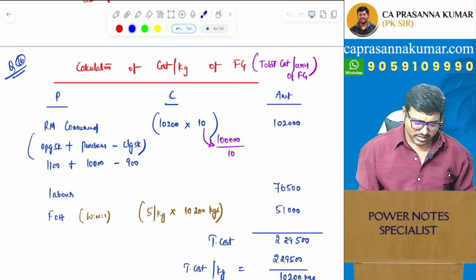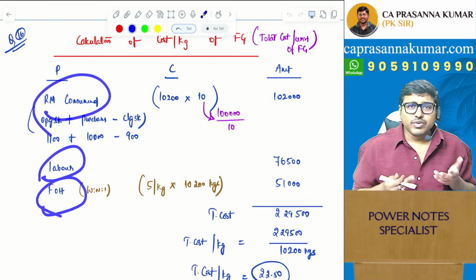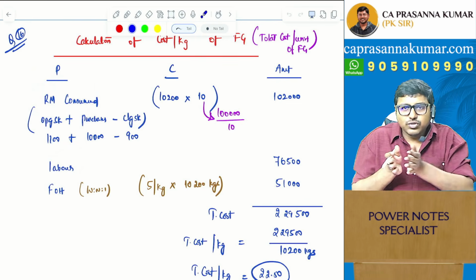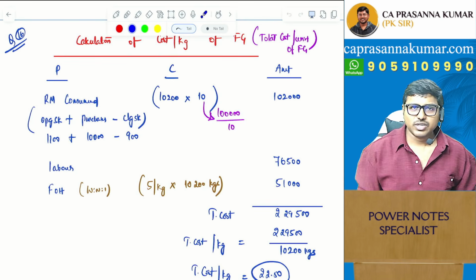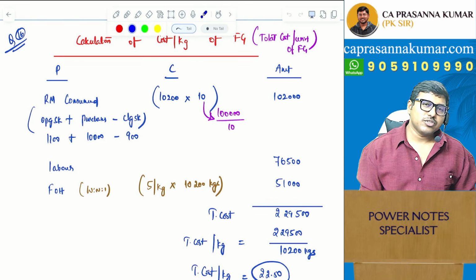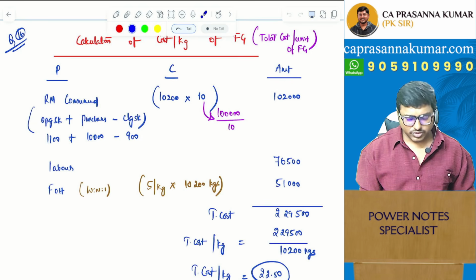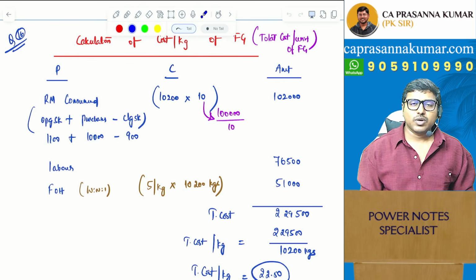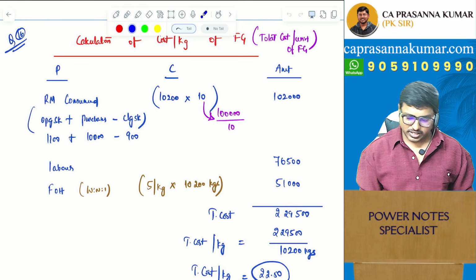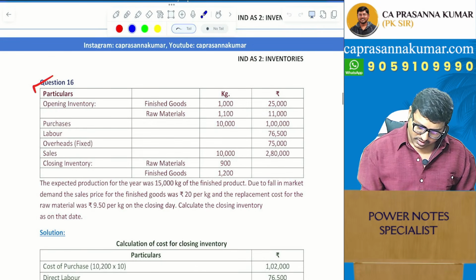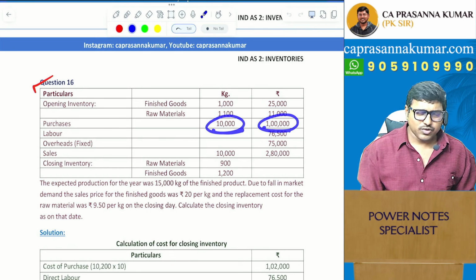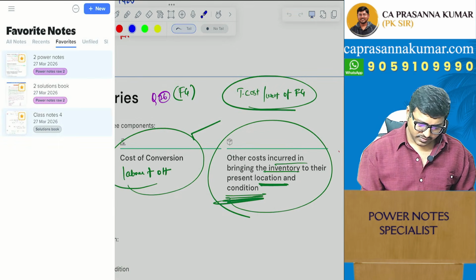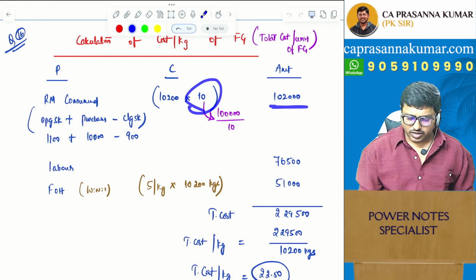How to calculate that? Very easy. Raw material, labor, overheads, which we already know. Raw material is raw material consumed only, because once you consume raw material, only then do they get converted into finished goods. So how to calculate raw material consumed? Opening stock plus purchases minus closing stock. That is there in the question. Copy paste these numbers. You got raw material consumed as 10,200 into raw material purchase cost per unit. That is also given in the question. If you can see here, 1 lakh is the total cost. 10,000 kgs you have purchased, which means per kg it is 10. You multiply with that, you get your raw material consumption.